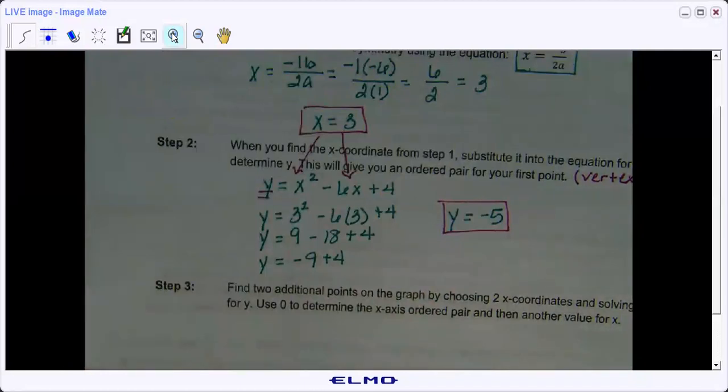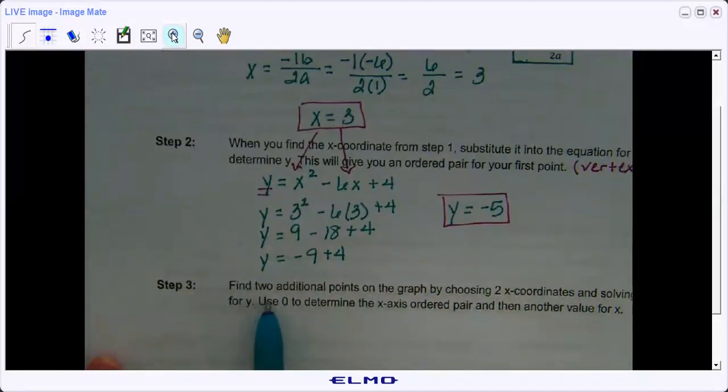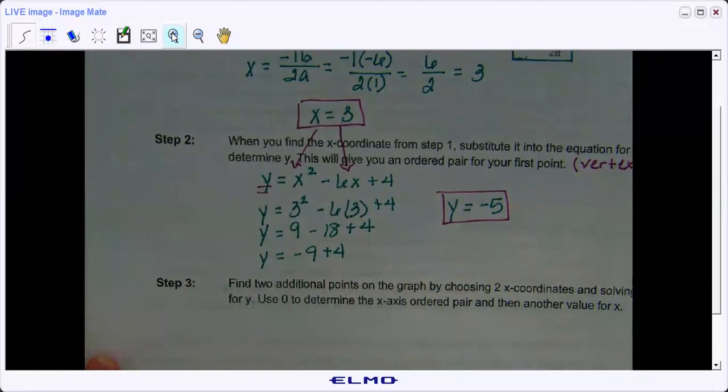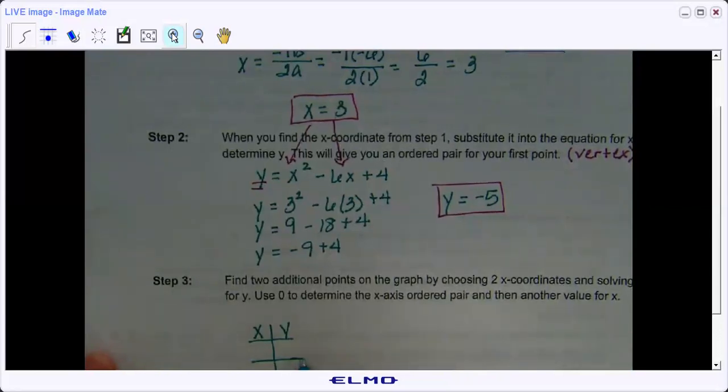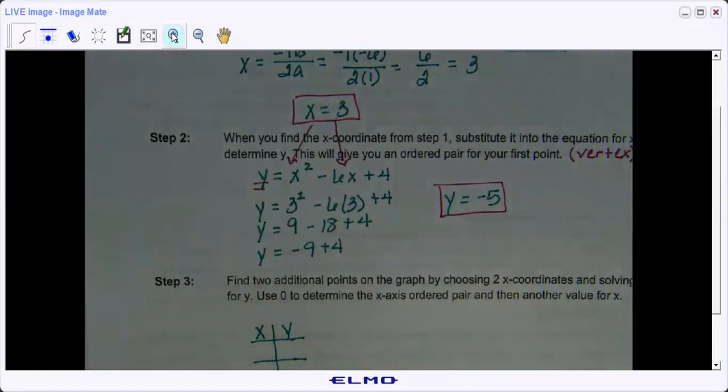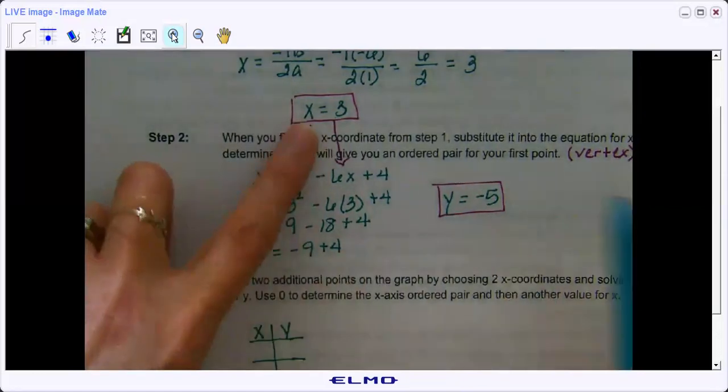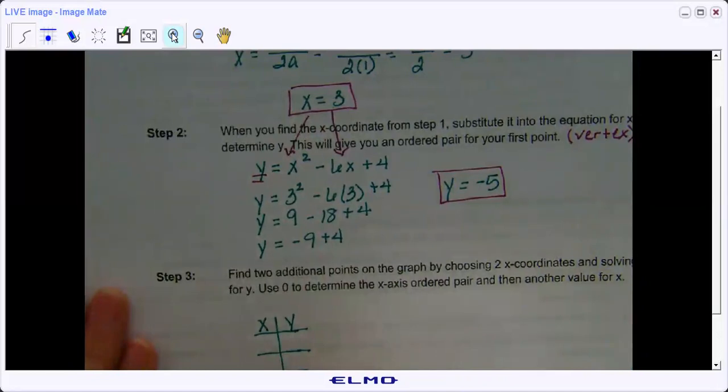So now let's look at step 3. Step 3 says find 2 additional points on the graph by choosing 2 x coordinates and solving for y. Use 0 to determine the y-intercept ordered pair and then another value for x. So I'm going to go ahead and write out a table. Remember, I like to have 5 points. You really only need 4. Okay, but our middle, our axis of symmetry, is going to be (3, -5). So I'm going to write this right here.